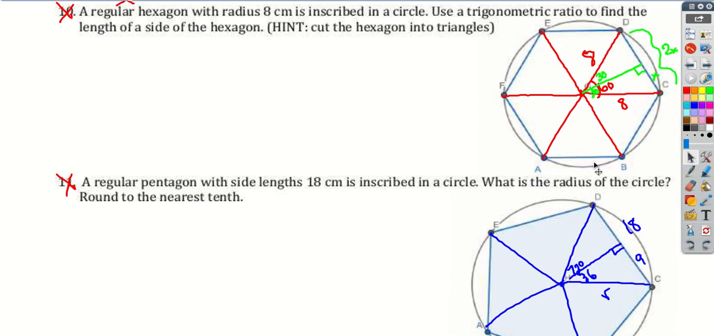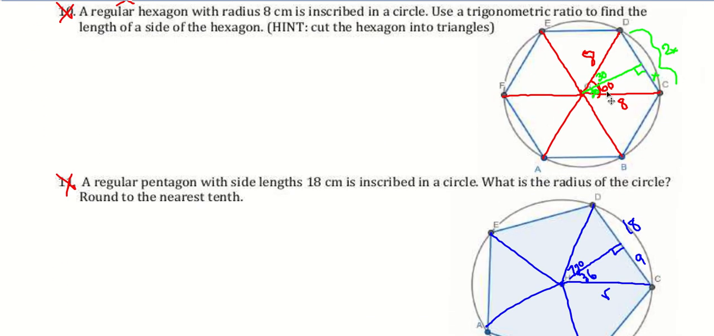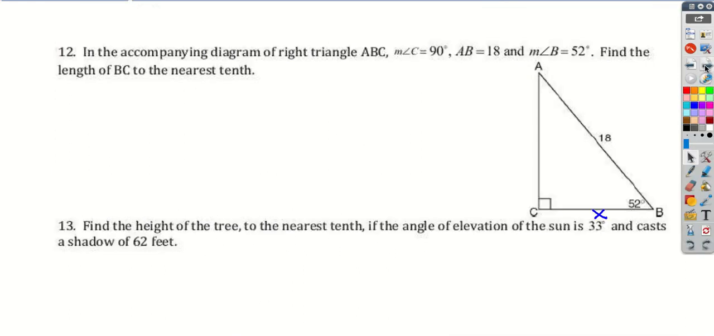10 and 11, you don't have to do. We talked about this before. I want to cut this up into triangles, creating these 60-degree angles, and then I'm going to draw the height down if we wanted to do this. But you do not have to do this, okay? So we're going to skip it for now.